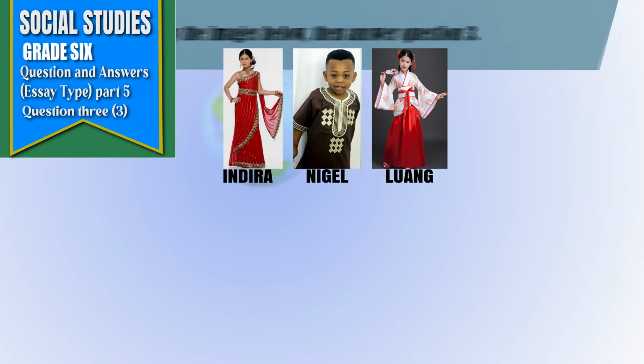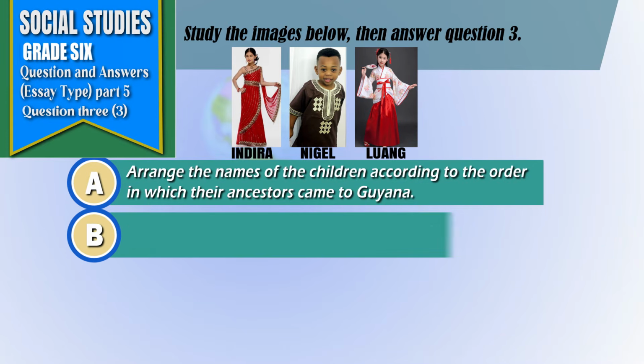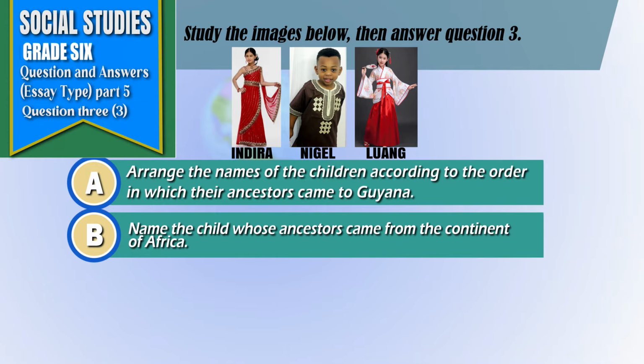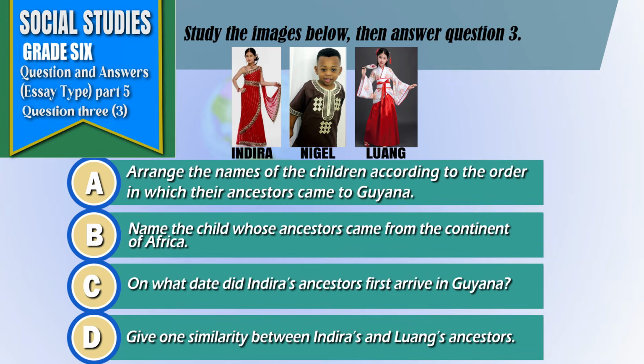A. Arrange the names of the children according to the order in which their ancestors came to Guyana. B. Name the child whose ancestors came from the continent of Africa.